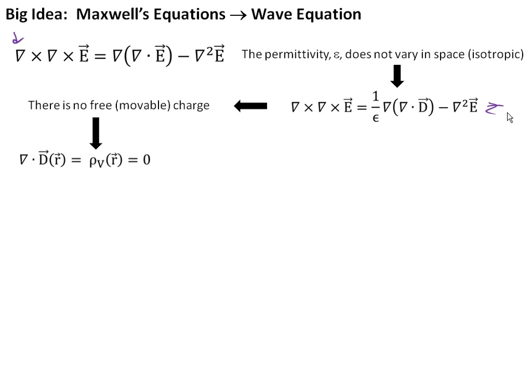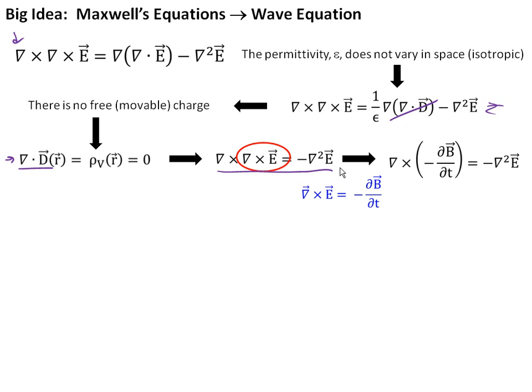We make another approximation that there's no free or movable charge. In this case we can use Gauss's law and basically set del dot D equal to 0. That's going to cross that term out of the equation. This simplifies the equation to this format. Next, we're going to substitute in another one of Maxwell's equations, and for this del cross E, we're going to substitute negative dB dt, and thus we turn the equation to that form right there.